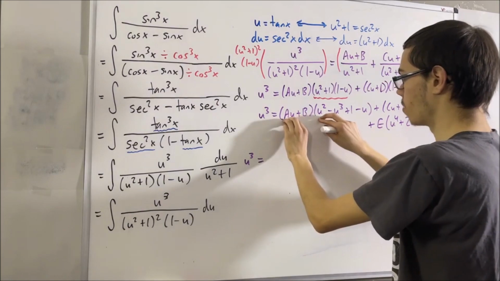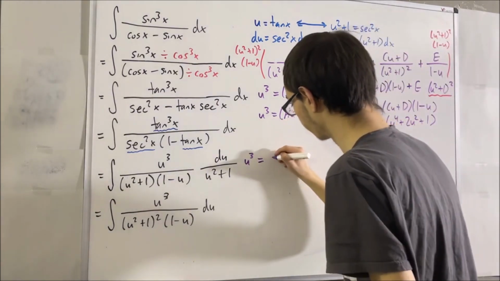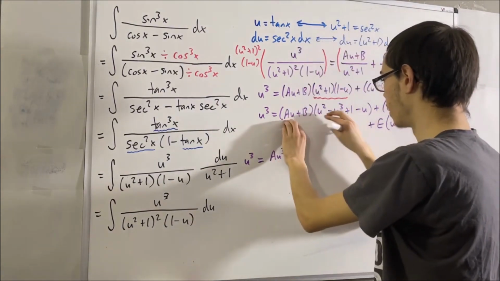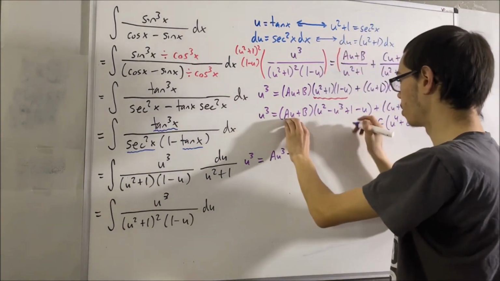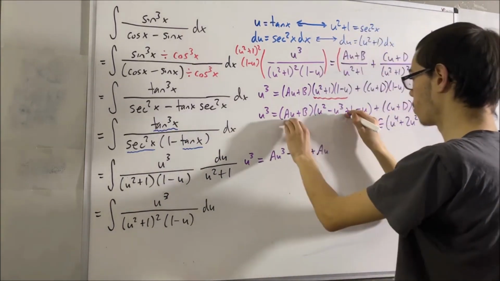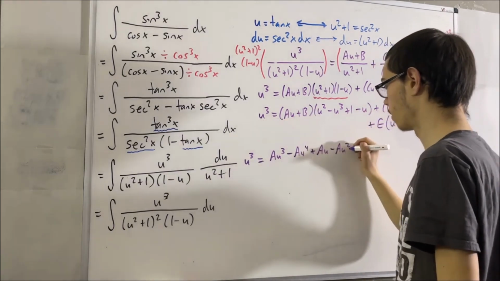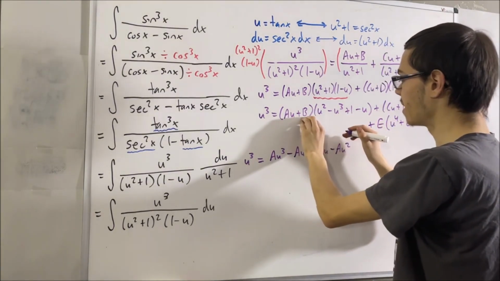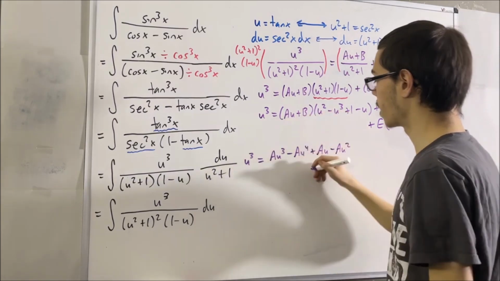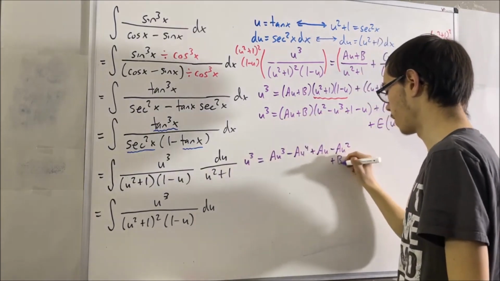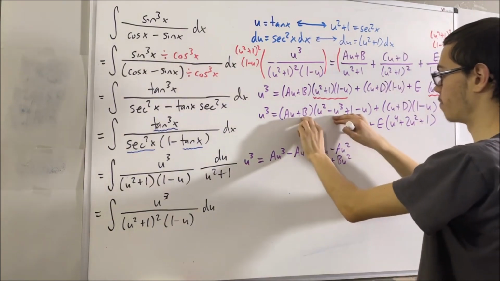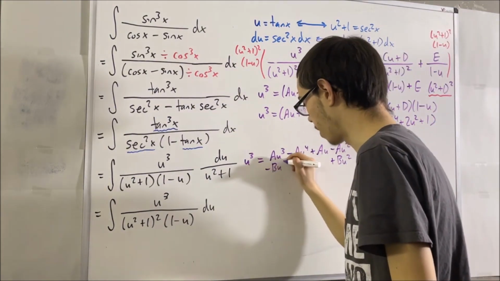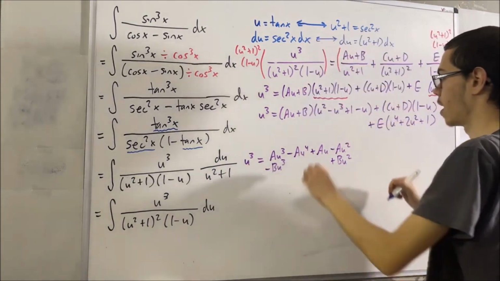For our first term, we have AU cubed. For the second term, it's minus AU to the 4th. For the third term, plus AU. For the fourth term, minus AU squared. For B now, we have plus BU squared, but I'm going to align it up with what we have here, right? The U squareds are lined up. Then we have minus BU cubed. So again, I'm lining it up just like that. And I'm going to keep doing that.